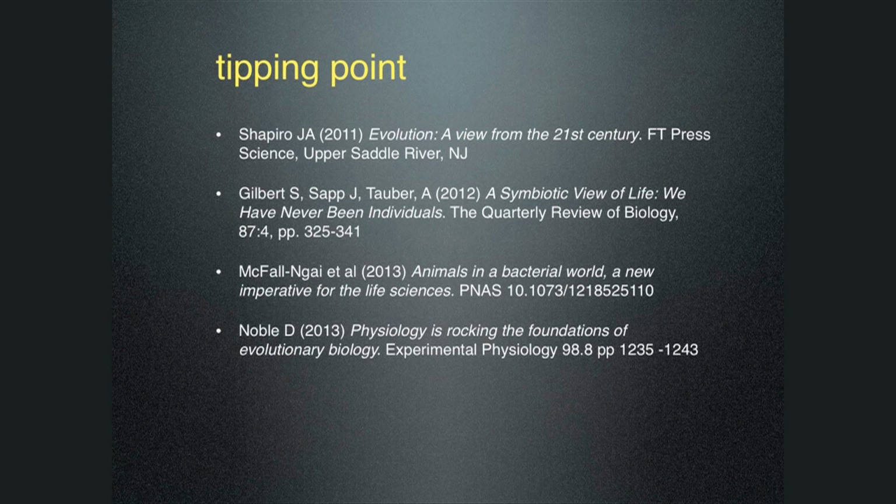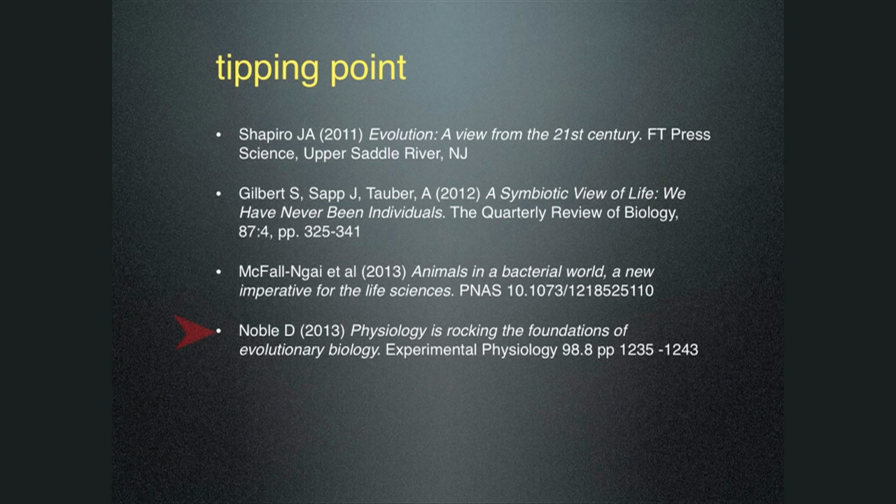And then two papers came out, the Gilbert paper and the McFall-Ngai paper, and these papers are basically manifestos of the new symbiotic biology. They're basically saying that the evidence is overwhelming and that a tipping point has been reached. And then finally, Denis Noble, who's a professor of physiology and systems biology at Oxford, has his paper where he essentially shows that all of the rules and assumptions of the modern synthesis have been broken.